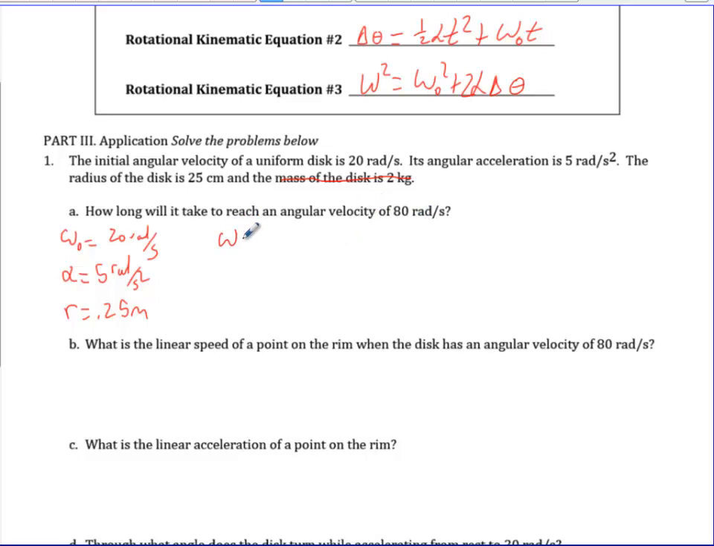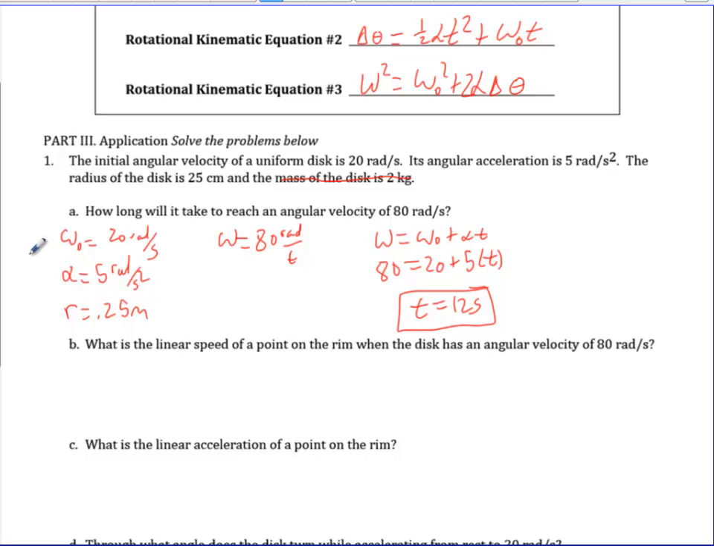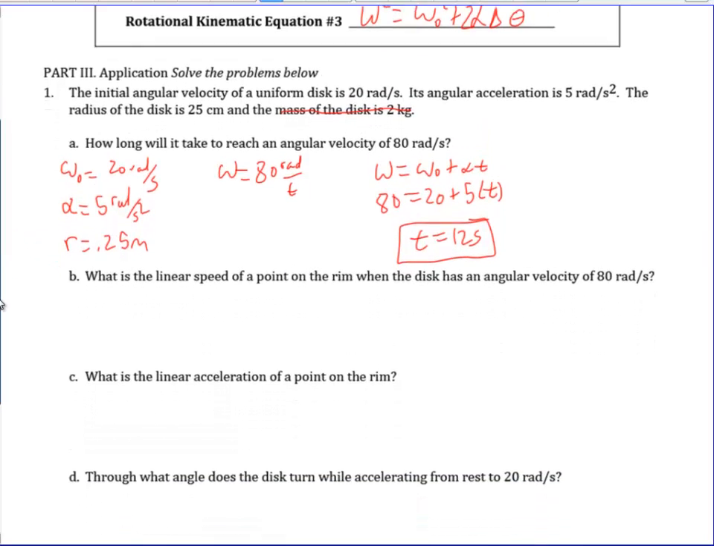So our final angular velocity is 80 radians per second, and I want to know a time. So I have final velocity, initial velocity, acceleration. I want time. I'm going to use the first equation. Omega equals omega naught plus alpha t. 80 equals 20 plus 5 times t. Subtract that over, divide, and I get t equals 12 seconds. So it's just like using kinematic equations linearly, we're just doing it rotationally.